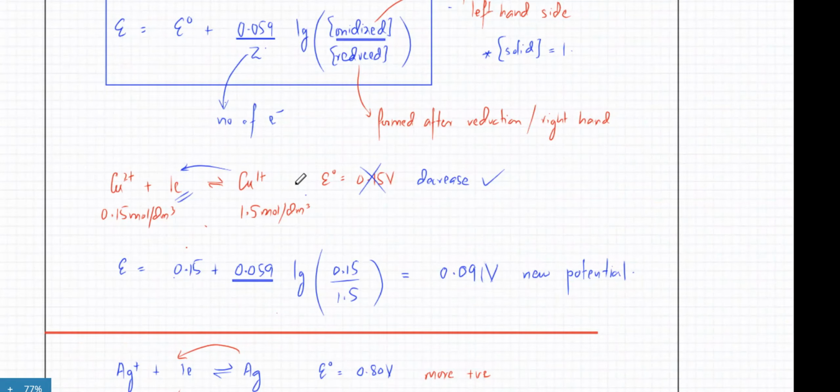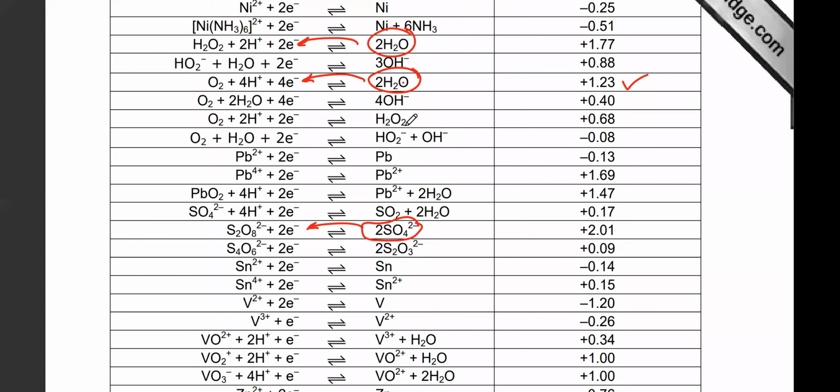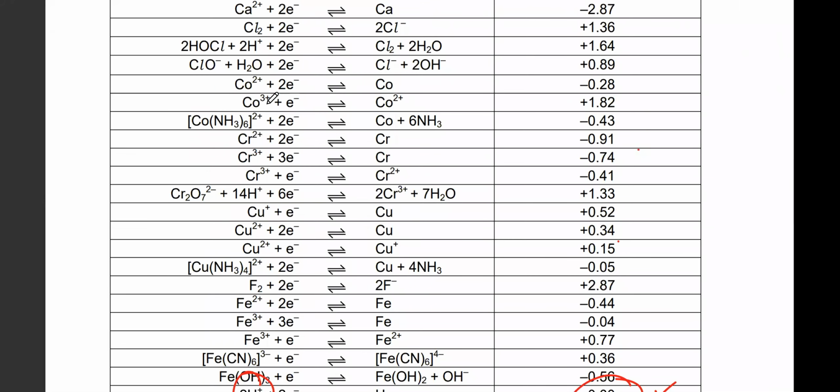For example, this is the electrode, right? Copper 2+ and copper 1+ in equilibrium, and the E naught is 0.15 volts. It's exactly this copper equation: copper 2+ plus 1 electron to form copper 1+ in equilibrium, and that's plus 0.15, right?